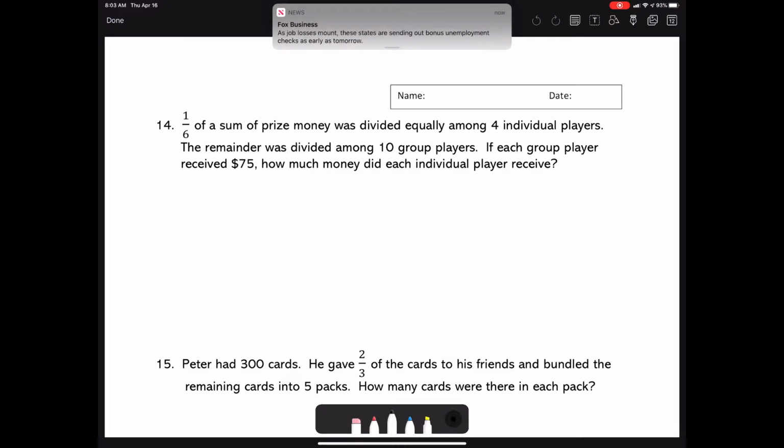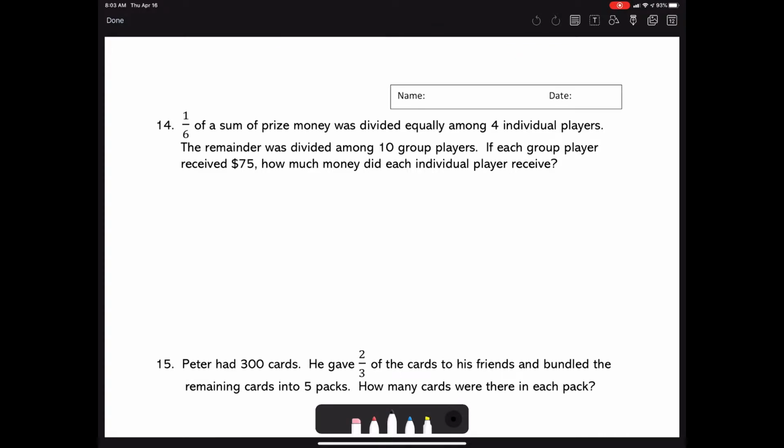1/6 of the sum of prize money was divided equally among 4 individual players. The remainder was divided among 10 group players. If each group player received $75, how much money did each individual player receive?